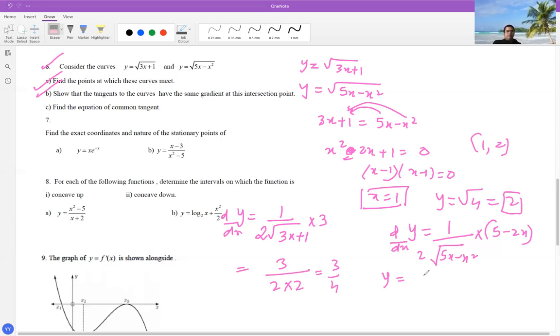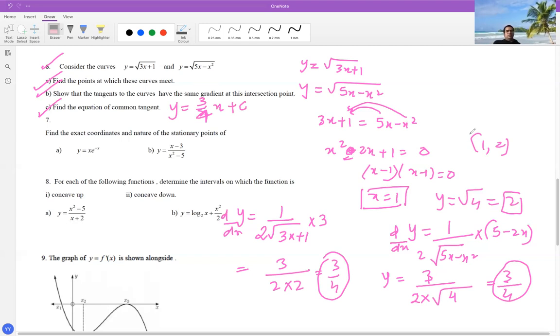For the second, dy by dx is 1 over 2 times root of 5x minus x squared, and you plug in x as 1 here. So 5 minus 2 is 3, and 2 times root of 4, which is going to be 3 over 4. So you can see both tangents are the same. They pass through the same point, and then you have to find the equation of the common tangent. So y equals mx plus c, so 3/4 x plus c.